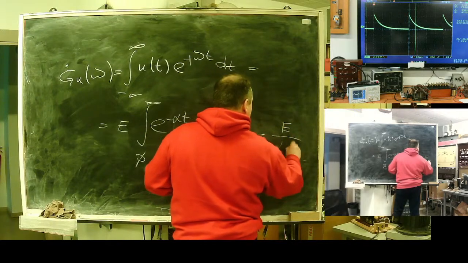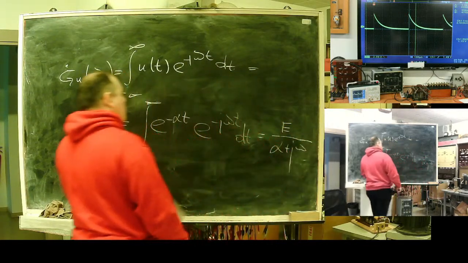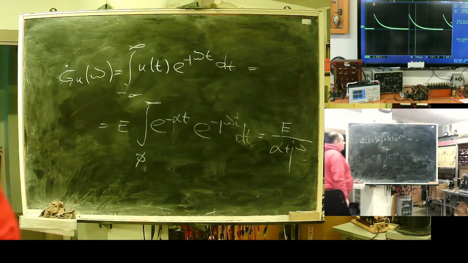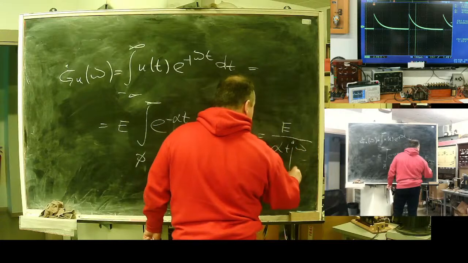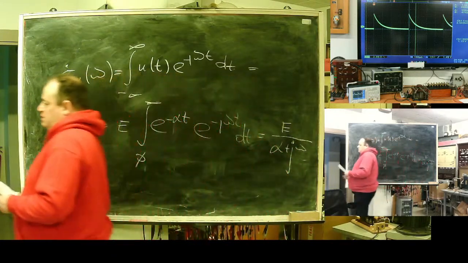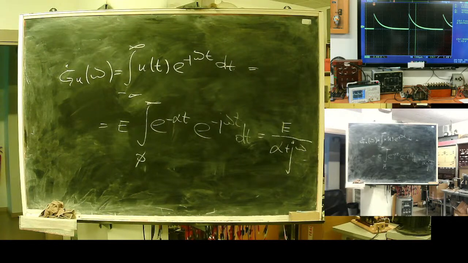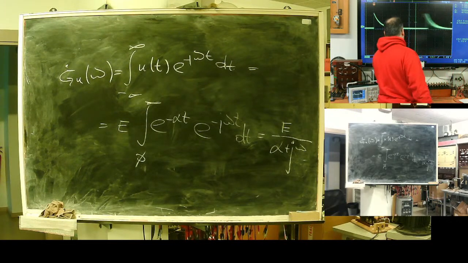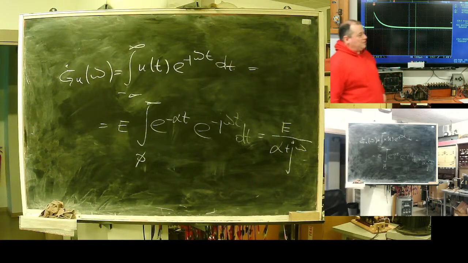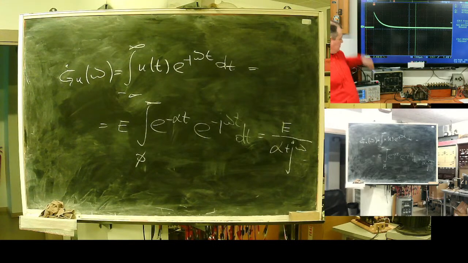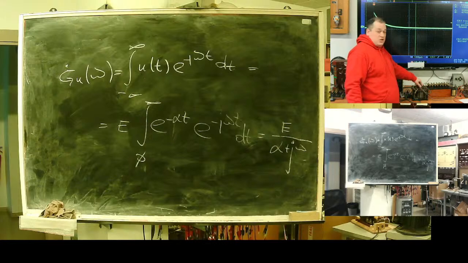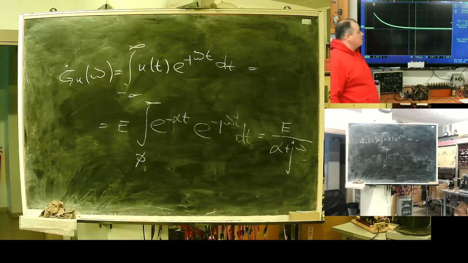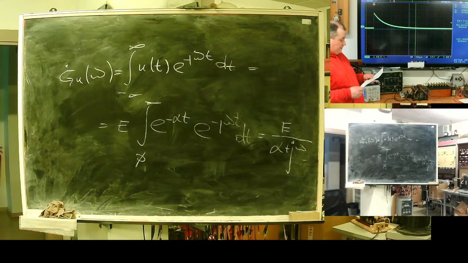This gives 1 divided by (alpha plus j omega). This is my spectral function. So in frequency space, this one is represented as 1 divided by alpha plus j omega.